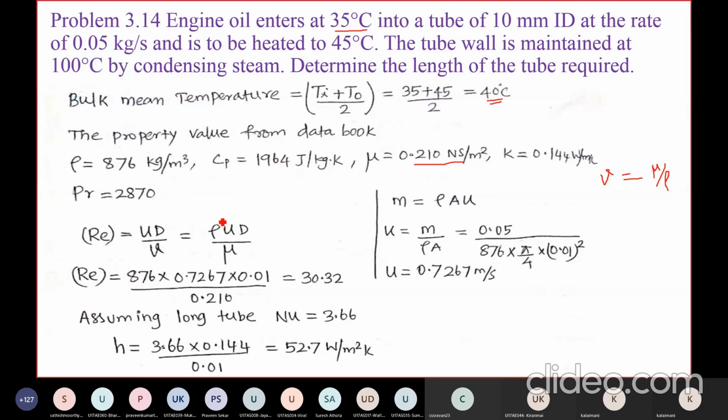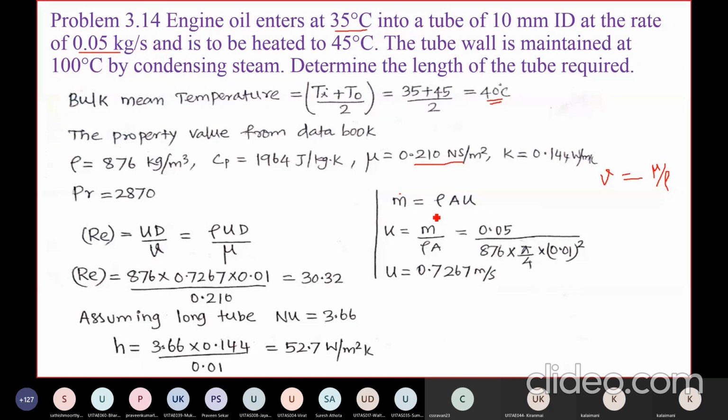Rho, the density, is known, but in this case velocity is not given; the mass flow rate is given, 0.05 kg per second. You know the formula: m dot, the mass flow rate, is equal to rho A u, where u is the average velocity of the flow. Then u is equal to m dot divided by rho A.